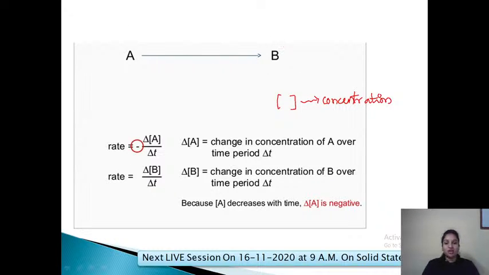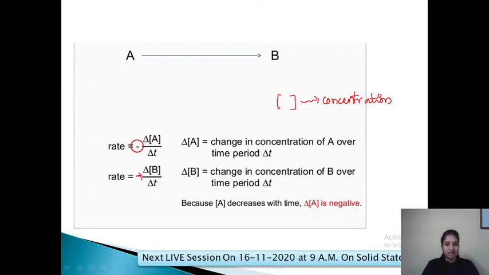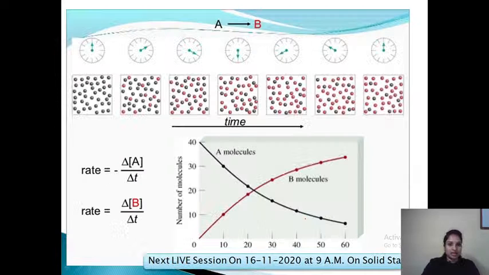Now coming to the rate of the product. As we know, the concentration of the product is increasing. Therefore, the rate will be positive for the product. Whatever rate you write from the product side, it will be positive. Therefore, change in concentration of B divided by change in time t. Because the concentration of A decreases with time, delta A is negative. This you can remember. Okay, right.